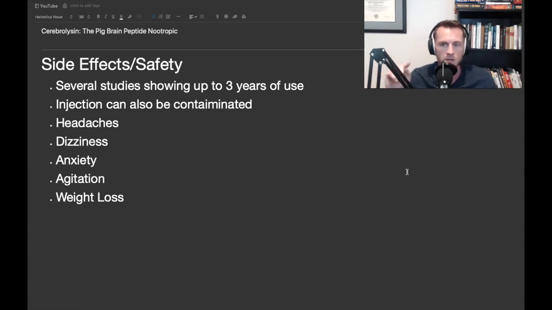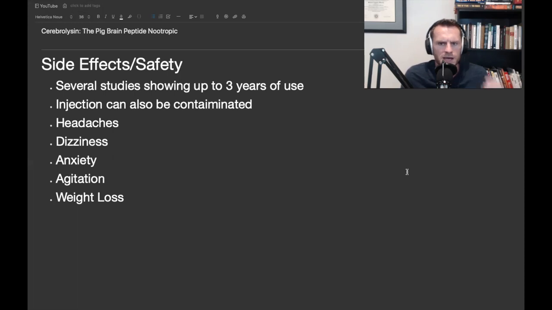Also, in some of the earlier clinical trials, it seems like at higher doses people were having weight loss, and it wasn't completely clear why that was happening. More so, it seemed like a negative side effect, like people weren't eating or it was affecting their appetite. But with most anything you put in your body, medications, you'll have just like a 3-5% chance of random stuff happening, like headaches, dizziness, anxiety, agitation.